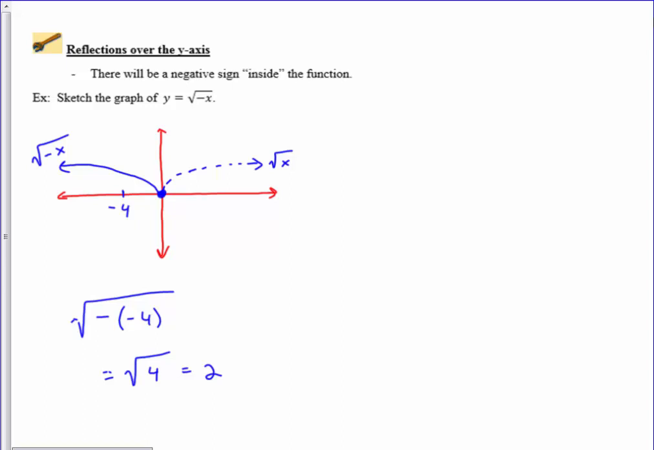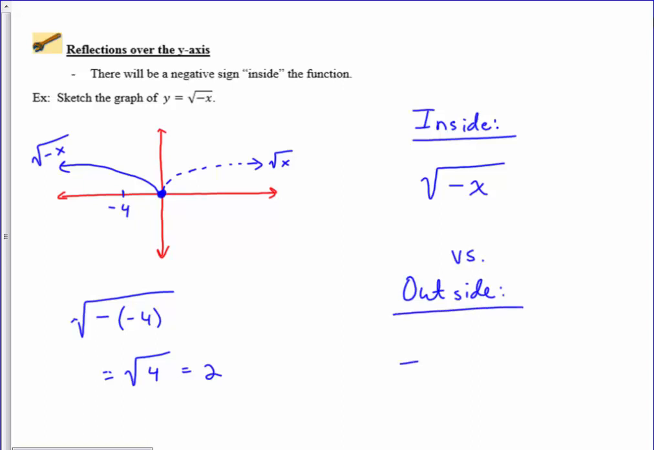Having a negative on the inside of the function, here's what I'm talking about. In other words, on this particular example, my root function's the basic shape. The negative occurs inside, versus something happening on the outside would be this. And we've talked about if we have a negative on the outside, then that's a reflection over the x-axis. So reflections over the y-axis happen on the inside.